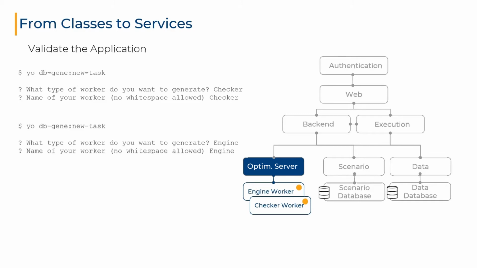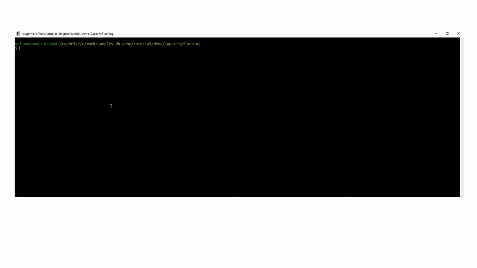There are three kinds of workers that can be created: one to call the default engine library, one to call the checker model library, and finally, a generic custom worker. Let's see how we generate these workers. Let's create our first worker.